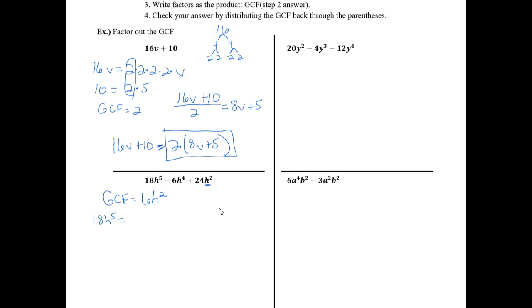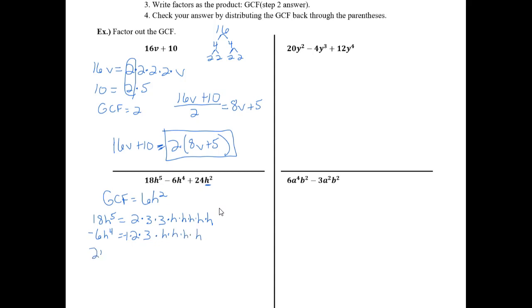18 h to the 5th. 18 is the same thing as 2 times 9, and 9 is 3 times 3. And then I had 5 h's, which you can choose to expand out or not. Negative 6 h to the 4th. 6 is 2 times 3, and we have a negative 1 here. And I had 4 h's, 1, 2, 3, 4.